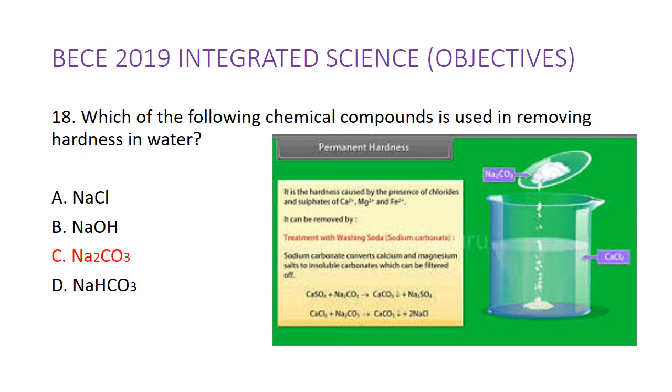Now you would have to remove it depending on what you want to use the water for. If you want to use that water for washing, it makes washing difficult because you don't lather easily with soap. So you have to remove it, and we can use substances like sodium carbonate, which will react with the minerals inside, and then they can be separated out of the water.